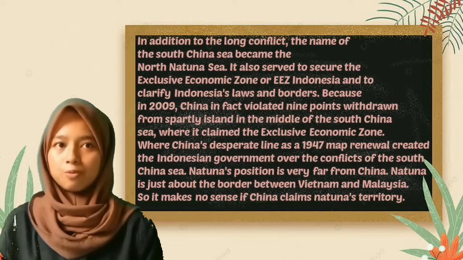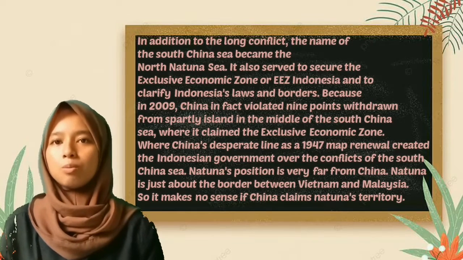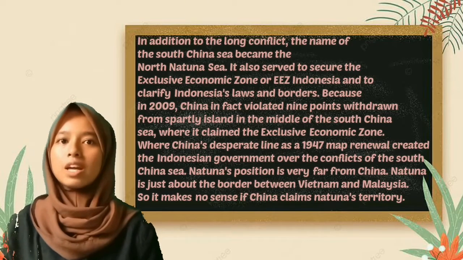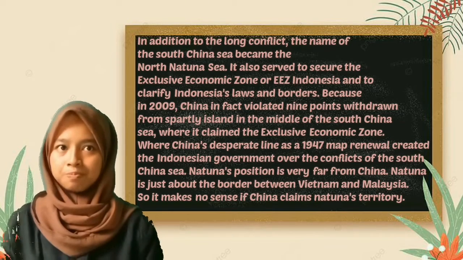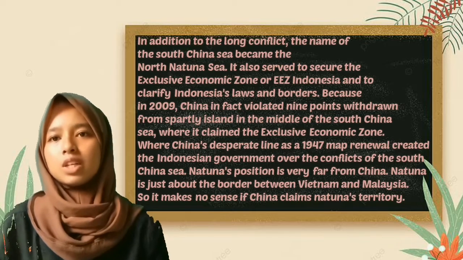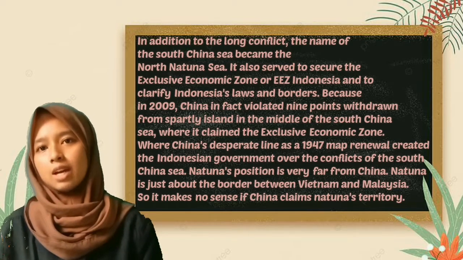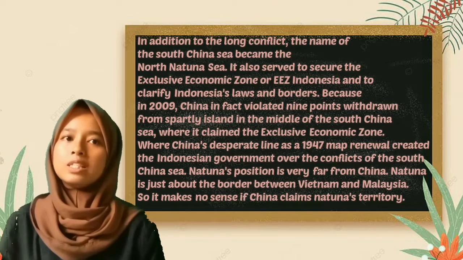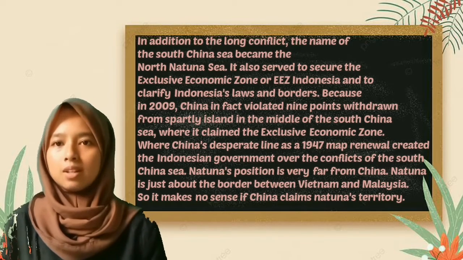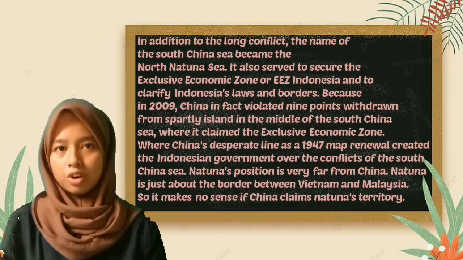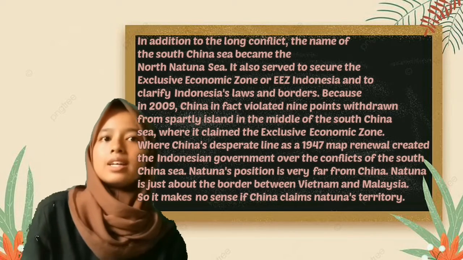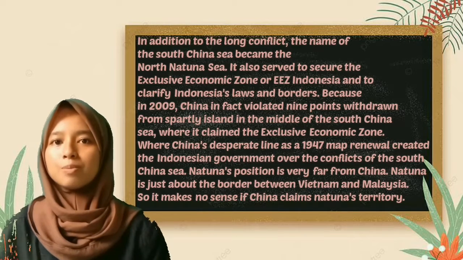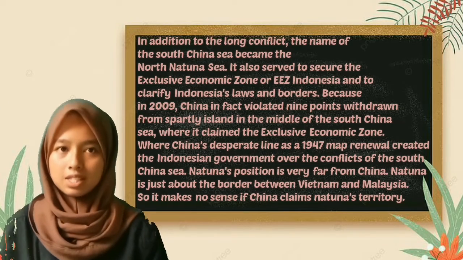It also served to secure the exclusive economic zone, or EEZ, of Indonesia and to clarify Indonesia's law and borders. Because in 2009, China submitted nine points drawn from Spratly Island in the middle of the South China Sea, where it claimed the exclusive economic zone, displaying a line from a 1947 map, which the Indonesian government opposed over the conflicts of the South China Sea.